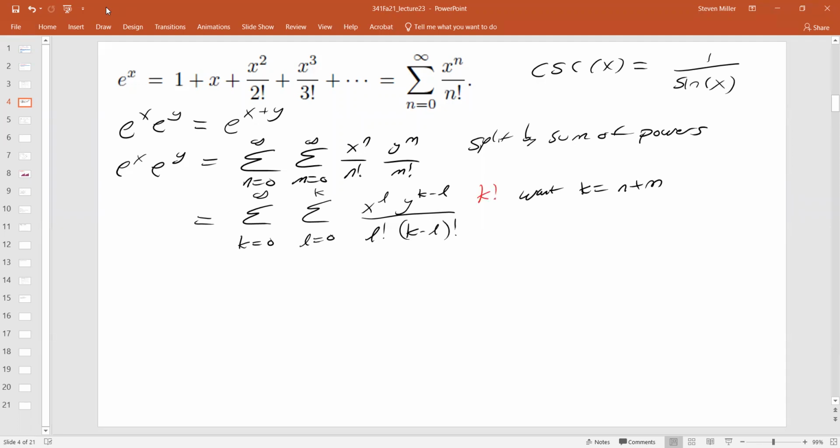So let's just put a k factorial on top. Can we do that? What if we really want? Yeah, or just divide by it as well. As long as we multiply by 1, it's legal.